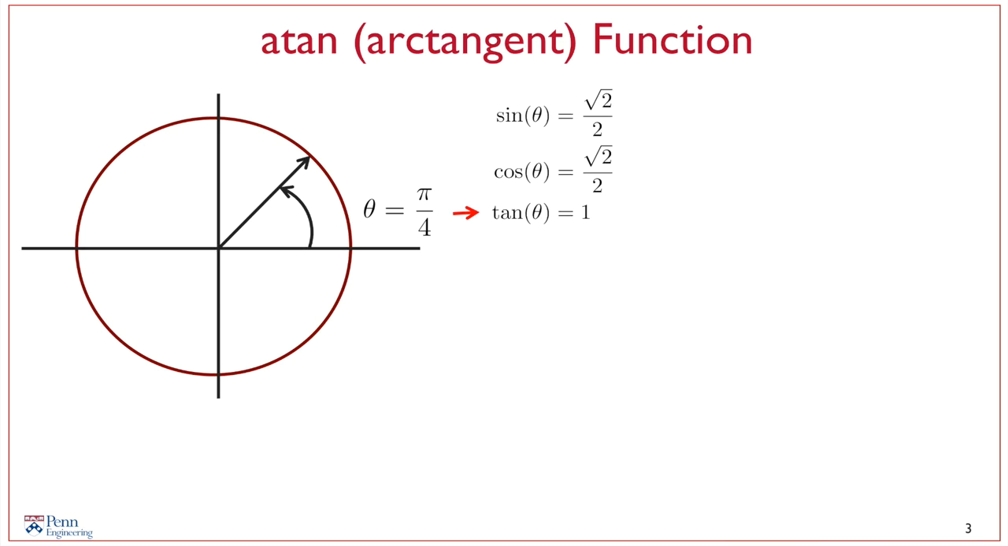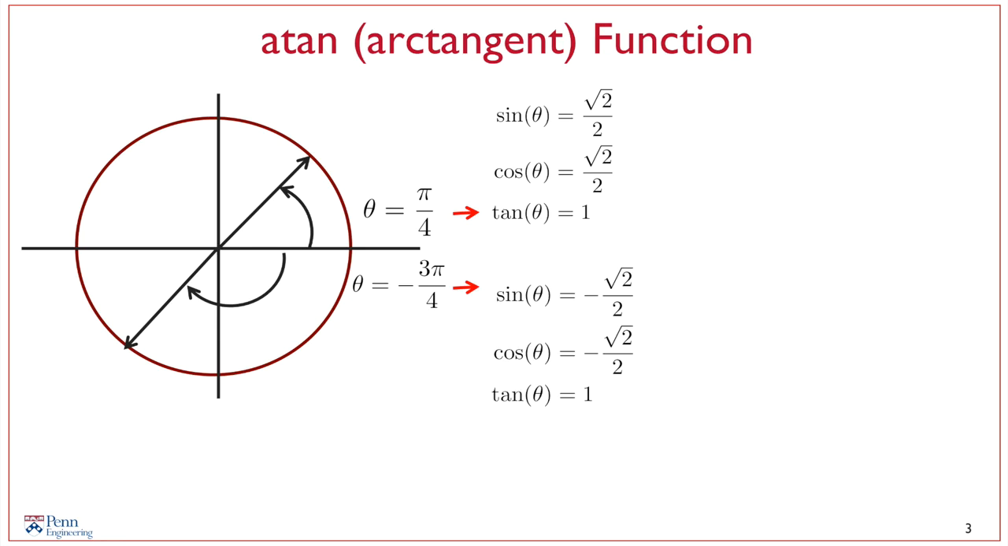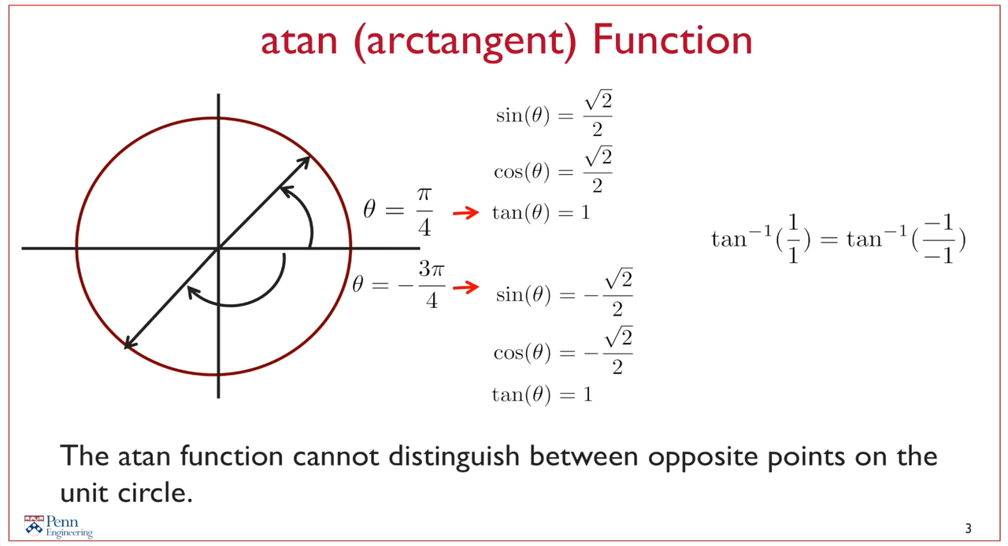Now, consider the angle negative 3 pi over 4. While the sine and cosine of negative 3 pi over 4 are different from pi over 4, the tangent is also 1. Thus, the atan function cannot distinguish between these two angles. In fact, the atan function cannot distinguish between any pair of points opposite from each other on the unit circle.